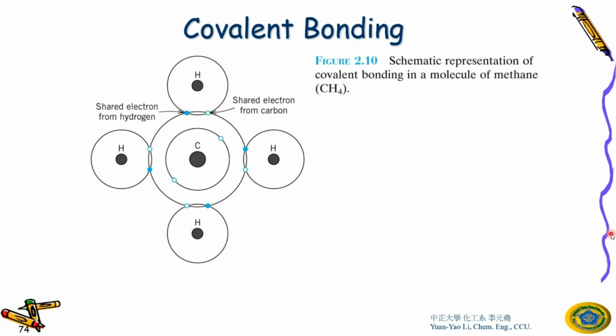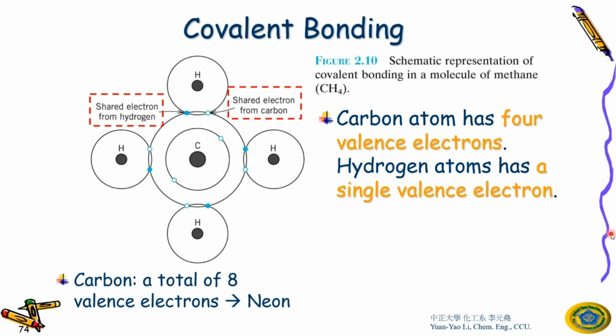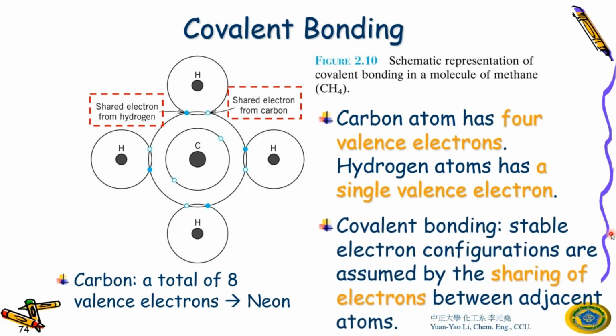Okay, let's have a quick description of covalent bonding. We use methane as an example. We share electrons from carbon and share electrons from hydrogen. Carbon has 4 valence electrons. Hydrogen atoms have a single valence electron. And then covalent bonding: stable electron configurations are assumed by the sharing of electrons between adjacent atoms. Some people read it as adjacent. Okay, that's the same. It means the same thing. Okay, adjacent.